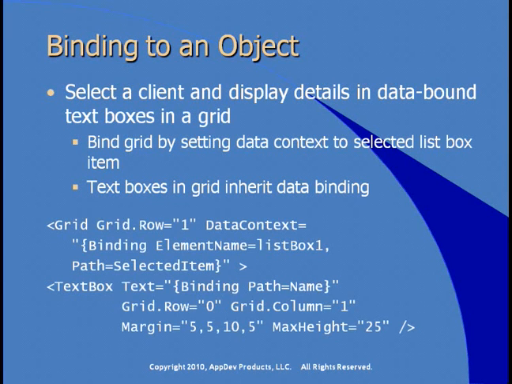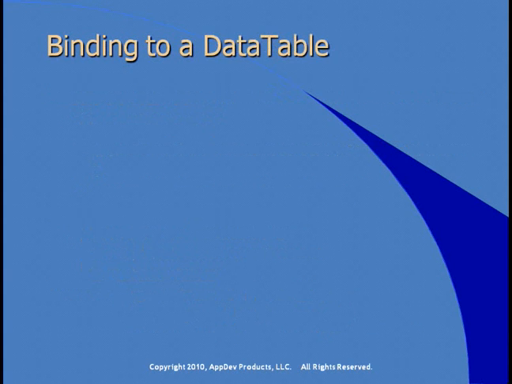And so what we'll do is set the data context to the selected item from the list box. So this says when you select an item in the list box, bind the grid to that item, and then the text boxes will display properties of that item. So in this case, this will be the name of the client. We'll next see an example where we're going to bind to a data table.